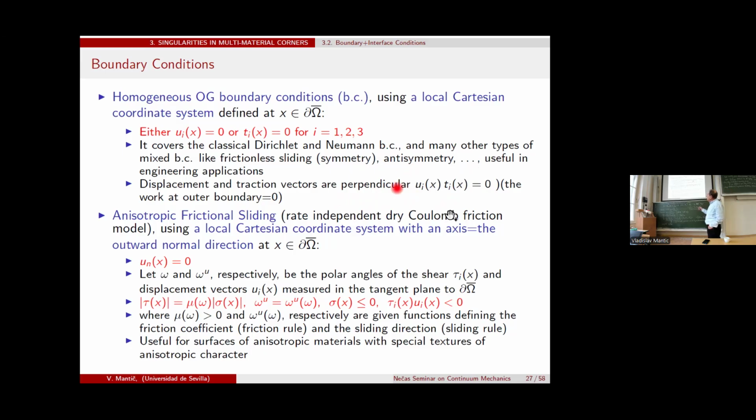We also consider anisotropic frictional sliding. So we have a boundary condition where the normal displacement is zero. We have an anisotropic friction law. We consider that the sliding displacement vector can have a different orientation than the shear stress vector, but the dissipation condition should be fulfilled, and also the condition for compression.